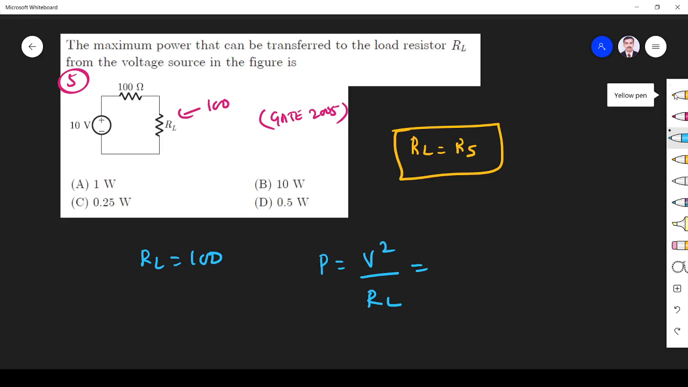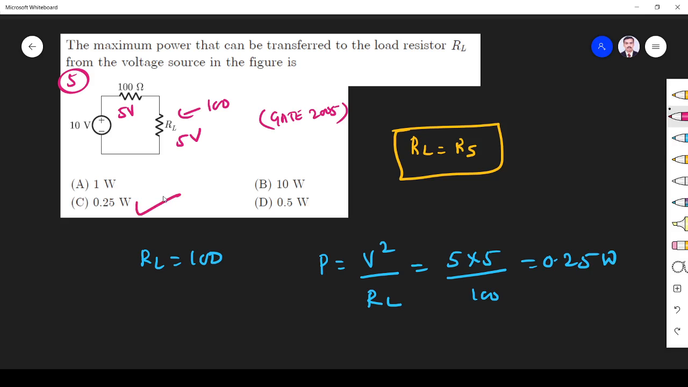So it is divided among these two. Both have the same resistance, so this must absorb 5 volt, this must absorb 5 volt. So V squared is 5 into 5 divided by RL, which is 100. That is equal to 0.25 watts, right? So the answer is 0.25 watts.